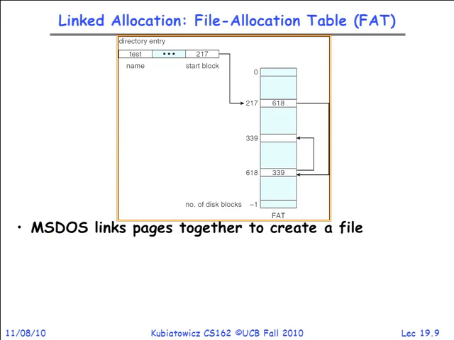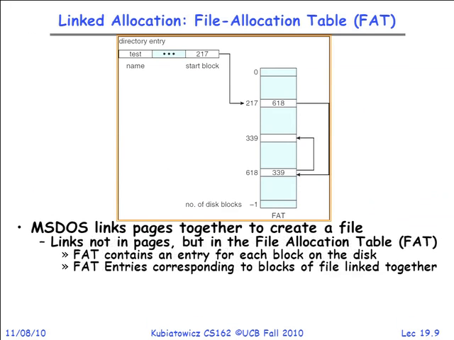Is everybody with me on that? Okay. And that's not too bad. It works. And surprisingly, it was so popular that it's still in use. So if you have a USB key or a camera, it may actually be formatted as FAT32, which is the final version where these pointers are 32 bits in size.